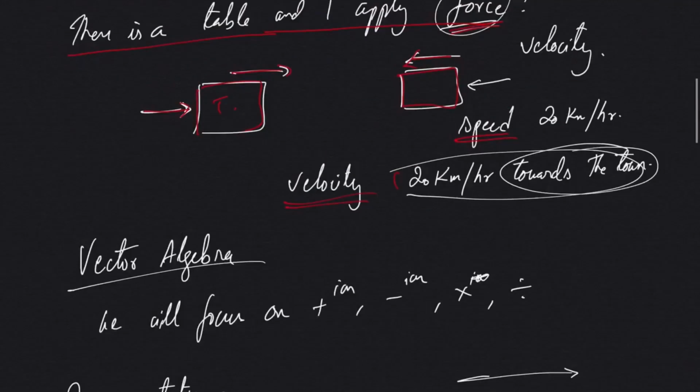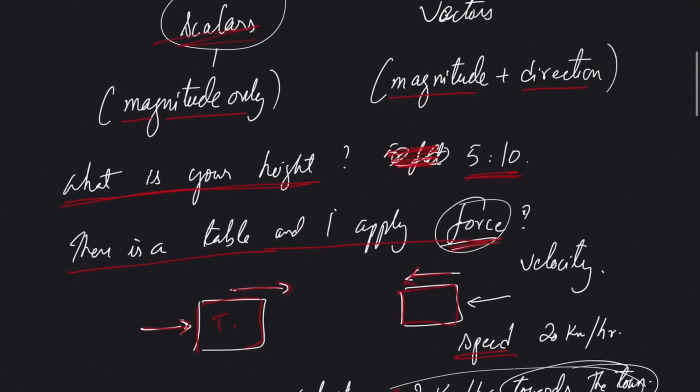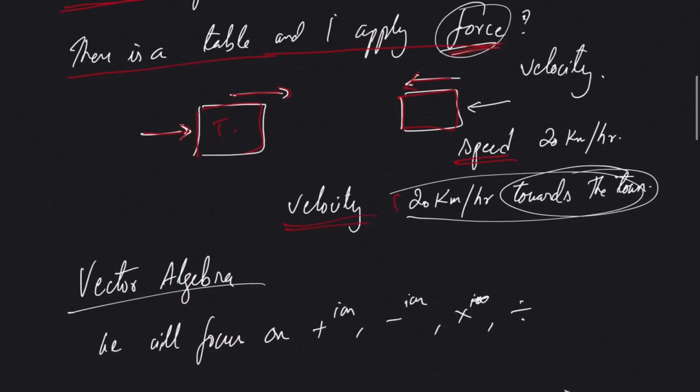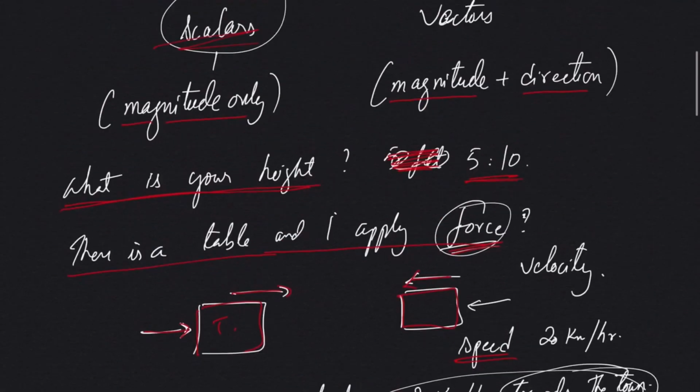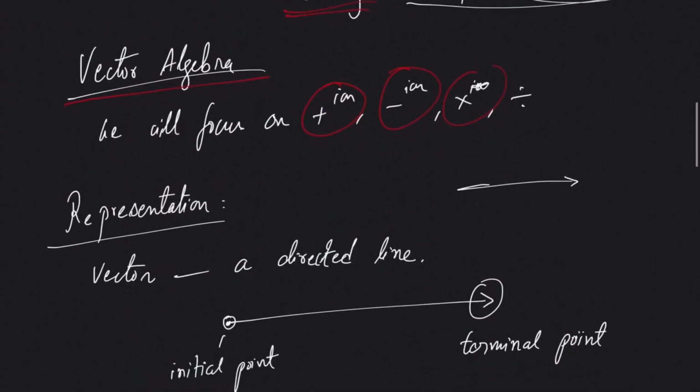Okay, but this is a physical aspect, so we're not going to be studying in detail what scalars are, what vectors are, because in mathematics we'll be just doing vector algebra. We'll just focus on addition, subtraction, multiplication, so only this mathematical part, vector algebra. So this is just a background which is needed, so that's why I just discussed it in short.